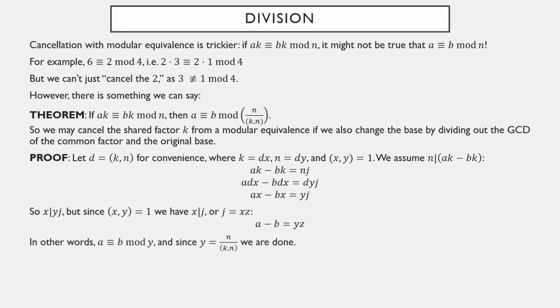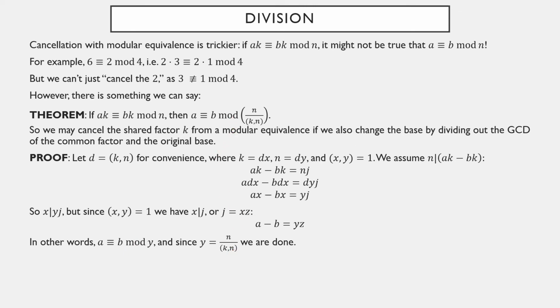Well, if y is a factor of a minus b, by definition that means a is equivalent to b modulo y. And what was y? y is exactly n over d, n over the greatest common factor of k and n. So a is equivalent to b modulo this number right here, and that's exactly what we were trying to prove.